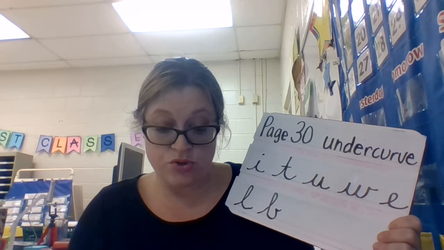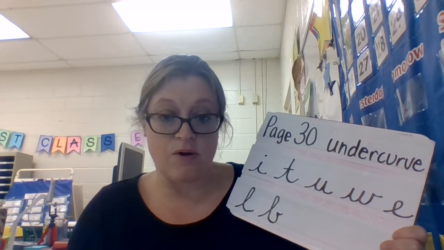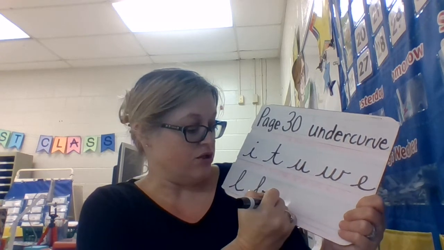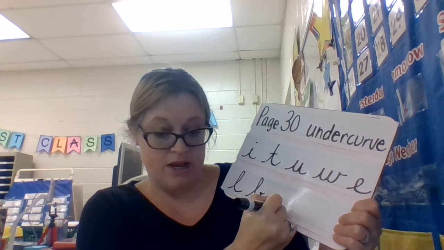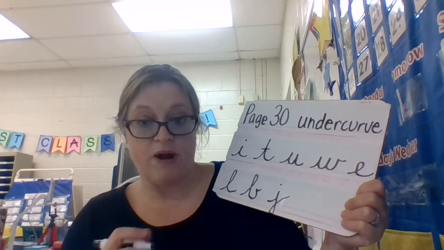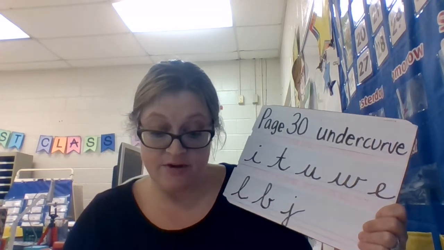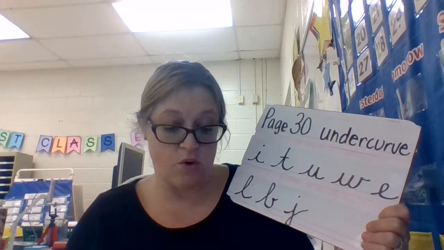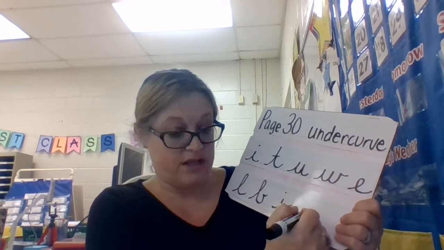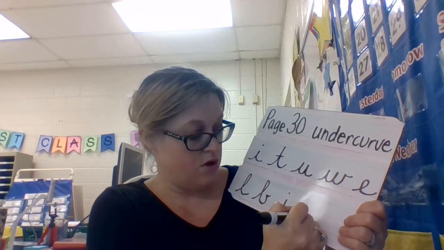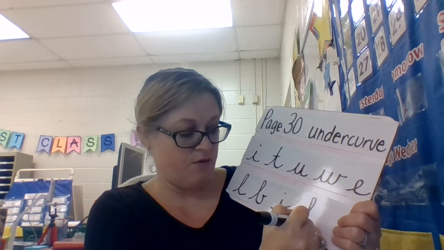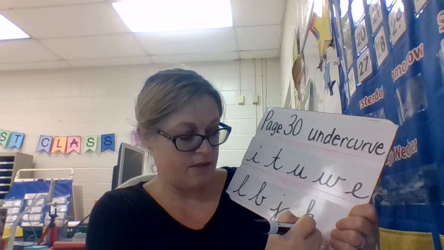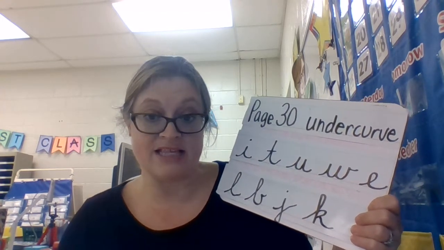Okay, let's go all the way down to that lowercase j. The j starts at the red line, undercurves up to the dash line, comes down. It's going to go below the red line and loop around so that you can connect that to the next letter. And let's do one more. Let's do that lowercase k. Starting at the red line, it's going to undercurve all the way up to the top. Going to come down kind of like an l, but then you're going to trace back up. And there is your lowercase k.